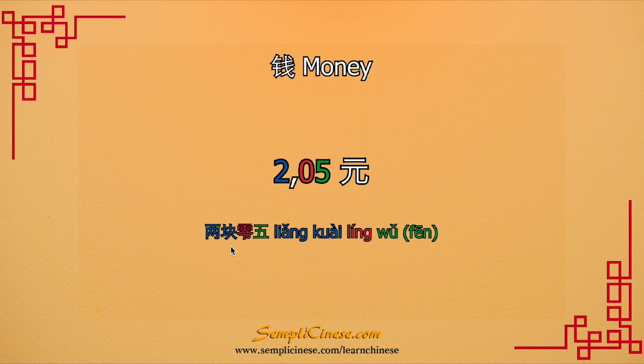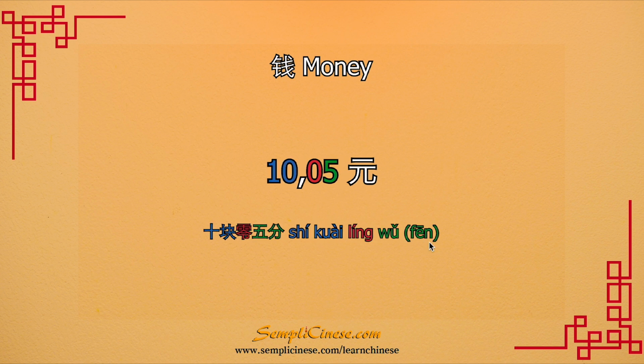Here we have 2块05分. Here we have 1块03. So we read every digit. Then we have 10块05分. So we have to read every single digit right here on the right of the comma.